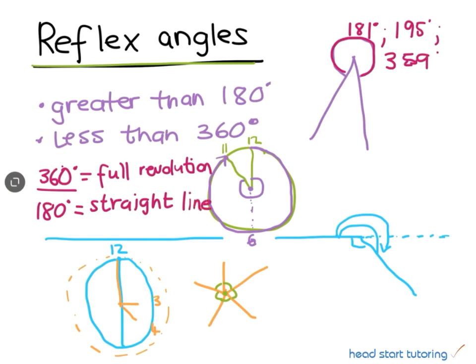Right, so 360 degrees is not a reflex angle because a reflex angle needs to be less than 360. And at the moment, if we consider 360 degrees, that is not less than 360 degrees. It is 360 degrees. So we call it a full revolution. It is not a reflex angle. And our 180 degree angle is a straight line. So a 180 degree angle is not a reflex angle either.